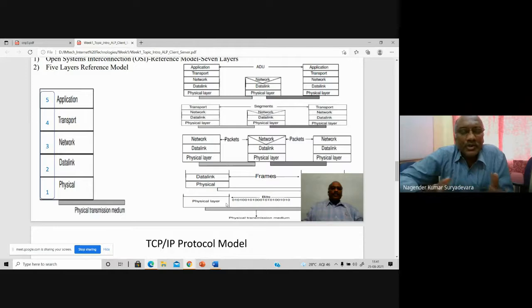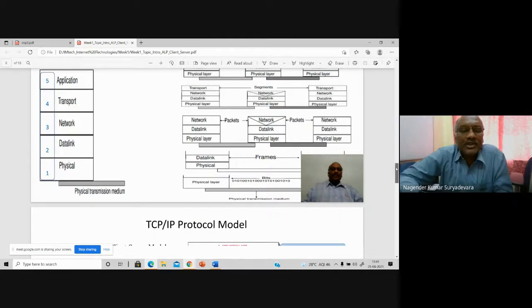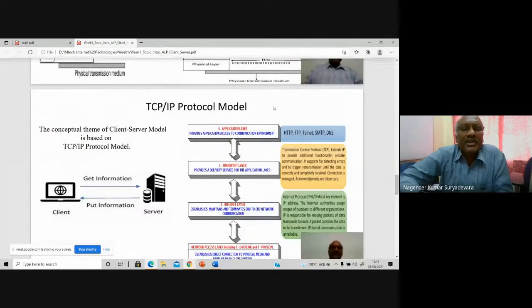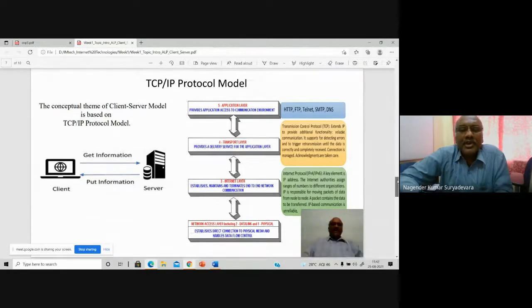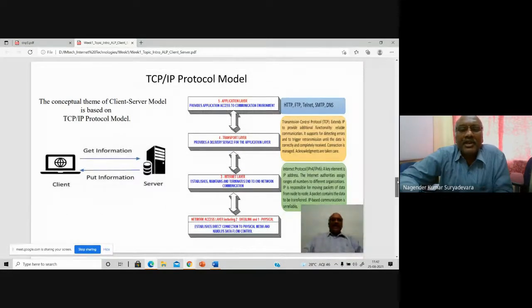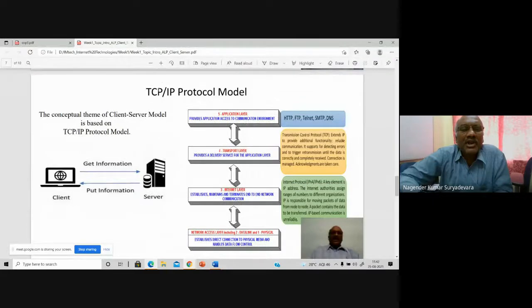In the computer, you have a particular model which everybody follows. I'll give the name of that model: it is basically TCP/IP. Everybody might have heard about this TCP/IP. Here, TCP/IP stands for Transmission Control Protocol, Internet Protocol. That is the abbreviation in simple form, TCP/IP.